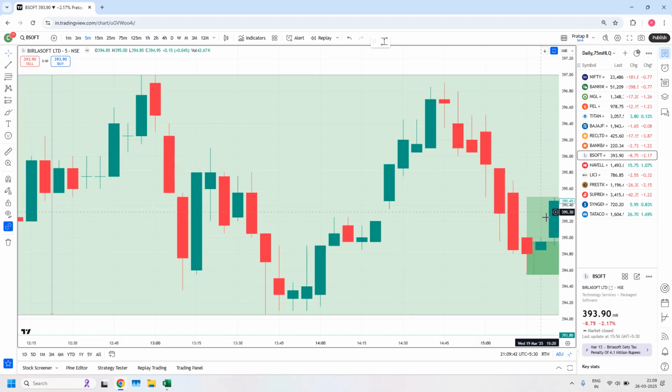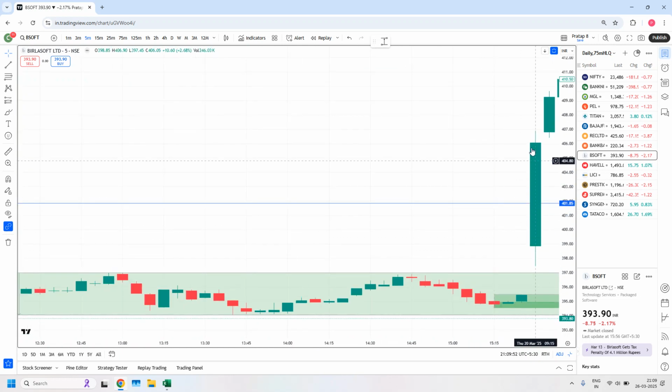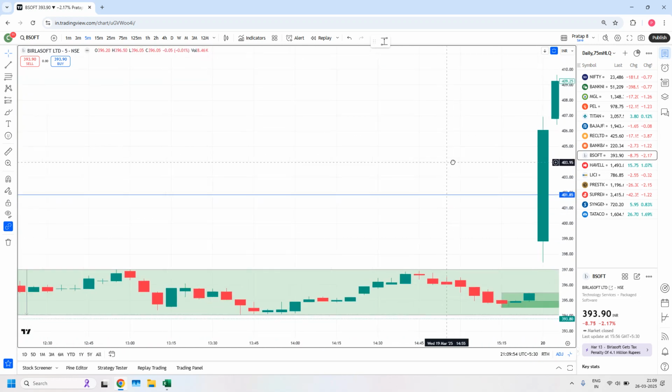That is a clear indication that institutional participation is taking place. See, the actual institutional participation started from this candle and then continued from this candle with a huge high explosive leg out.